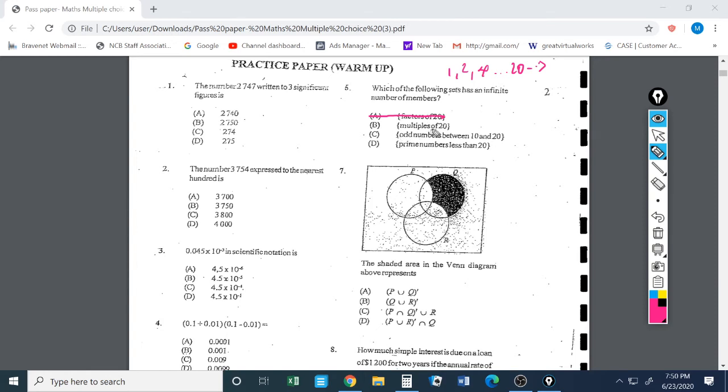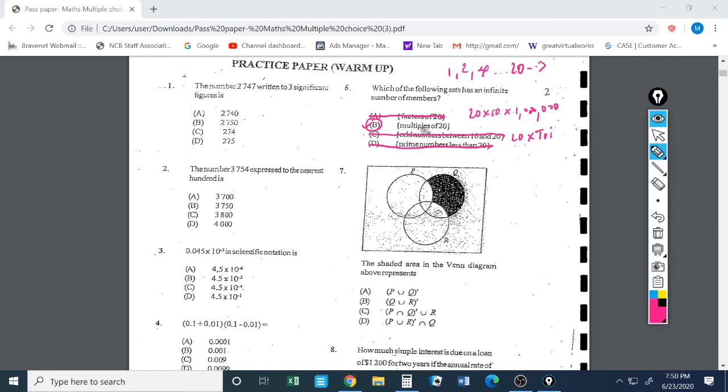Now, multiples of 20. Now, multiples of 20 must be infinite, because you can have 20 times 10, you can have 20 times 1 million, right? And you can have 20 times a trillion. You understand what I mean? So clearly this is the infinite set. Like, B is clearly the answer so far. And odd numbers between 0 and 20, that's also finite, so this one is out. And prime numbers less than 20 is also finite, so this one is out as well.